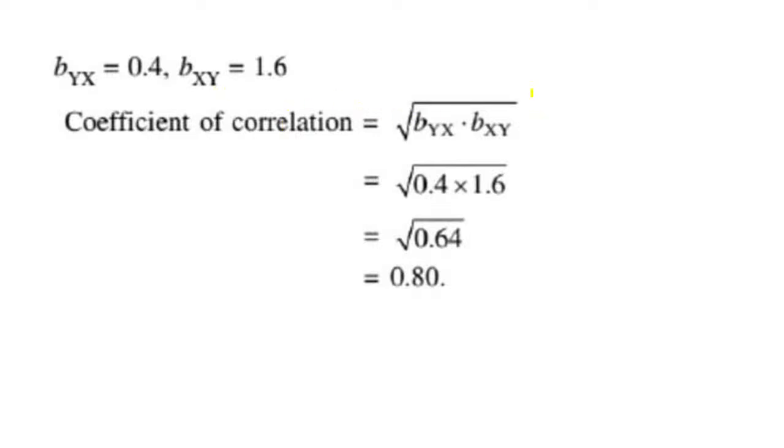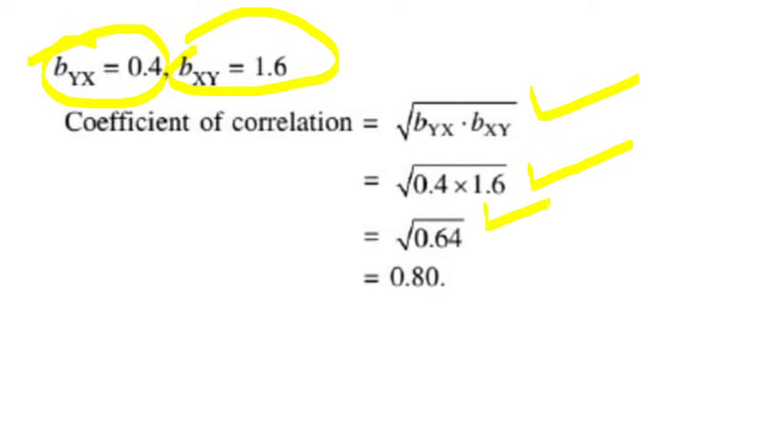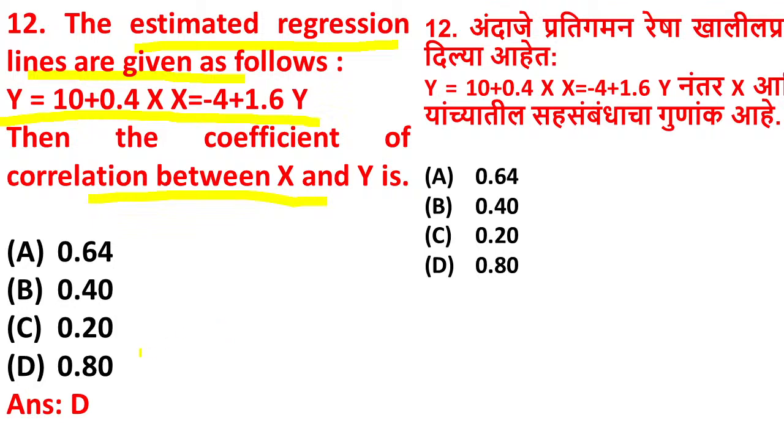The coefficient of correlation is root byx multiplied by root bxy, where byx is equal to 0.4 and bxy is equal to 1.6. So root 0.4 into root 1.6, that is 0.64. If you remove the root, it will be 0.80. So option D is correct.